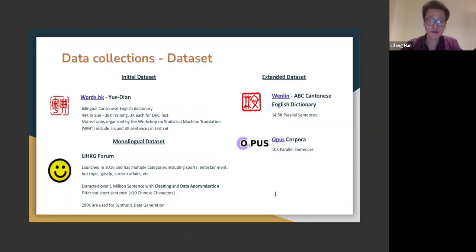Regarding data collection, we used words.hk, or 粵典. 粵 is an abbreviation for Guangdong province.